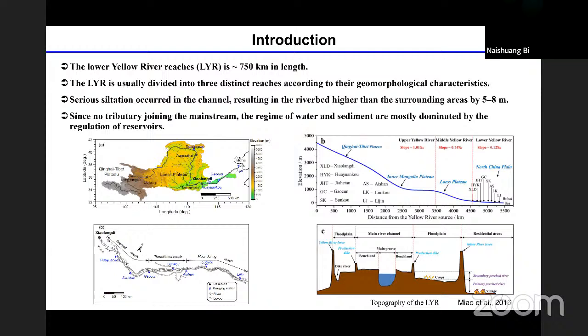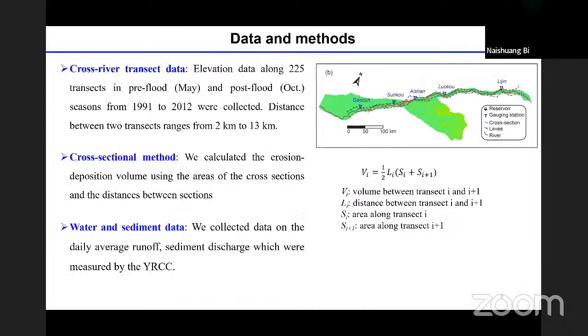Since there is no tributary joining the mainstream, the regime of the water and sediment is mostly dominated by the regulation of the reservoirs of Xiaolangdi and other large reservoirs. So the Lower Yellow River is a typical region to study the erosion and deposition of the river channel in response to the regulation of reservoirs. And so we use the cross-section transect data to calculate the erosion and deposition in the Lower Yellow River reaches.